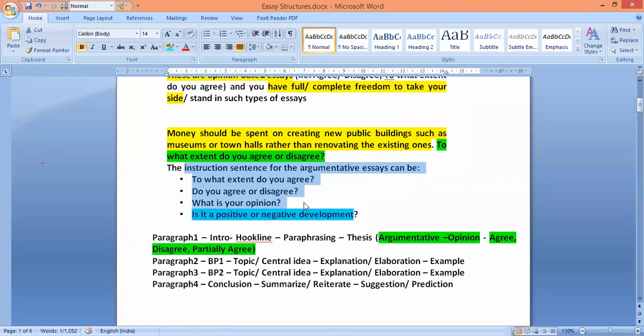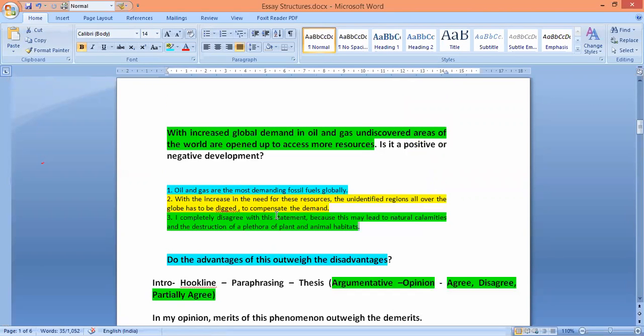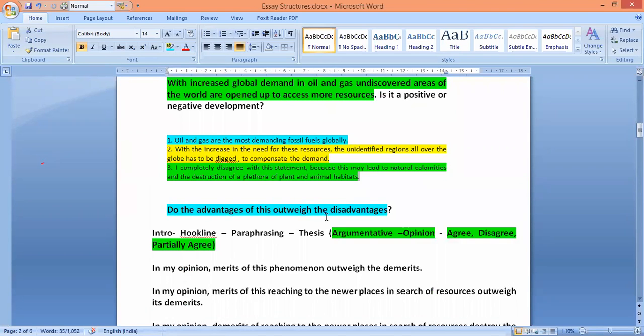I am asking you to do it differently than these. In these, I asked you to take only one side: agreement, disagreement, partial agreement. But I asked you to hold on for some time so that I can discuss this type separately. That might be the reason someone who taught you said it's a discussion, that you have to discuss both sides and then give your opinion. But my point is, because it is asking for your opinion, do the advantages of this outweigh the disadvantages?